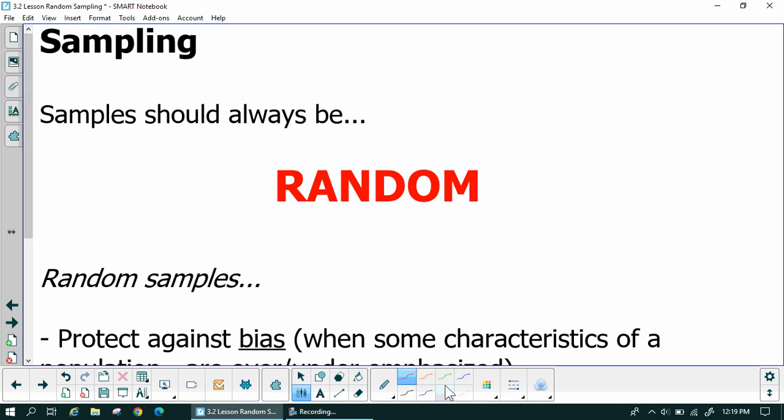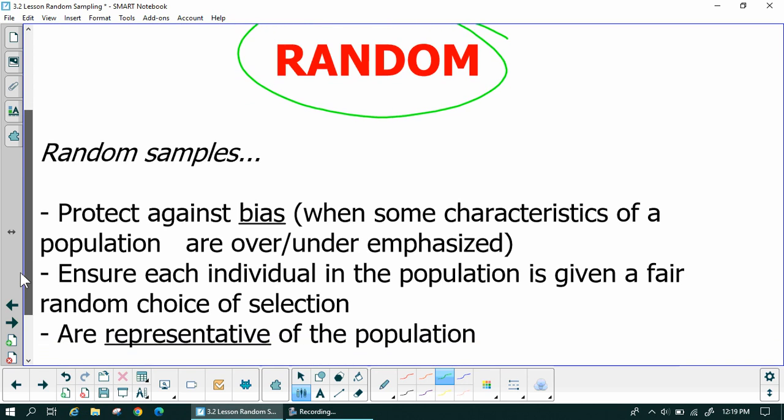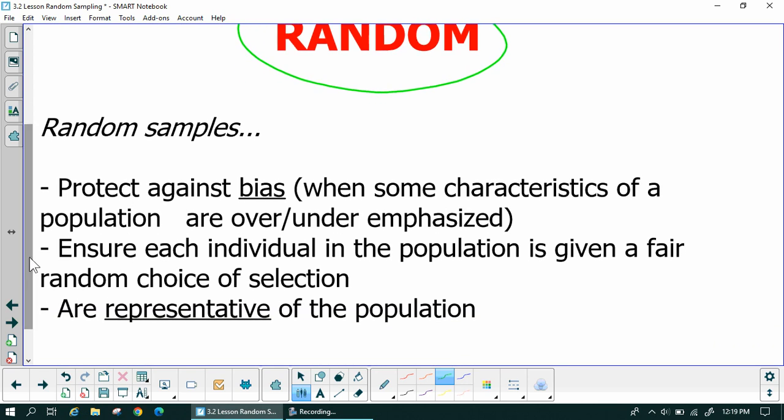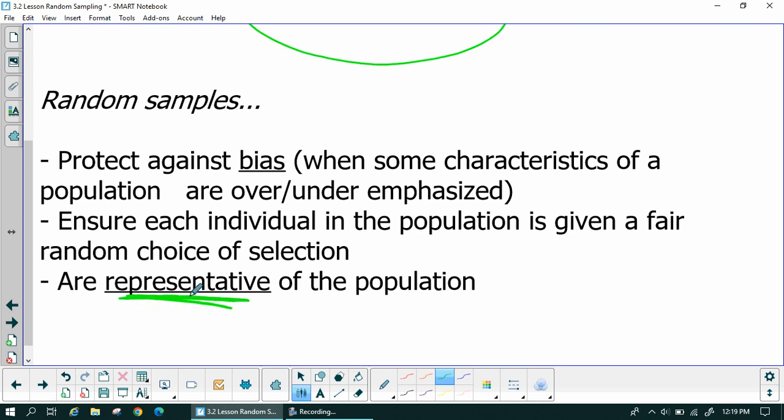So as I said now a couple times, samples should be random. Random samples help us get representative samples of our population. They protect against bias. And when a sample is truly random, any individual in the population is given a fair chance to be selected. And again, there I'm just really highlighting the fact that our samples need to be representative of the population.